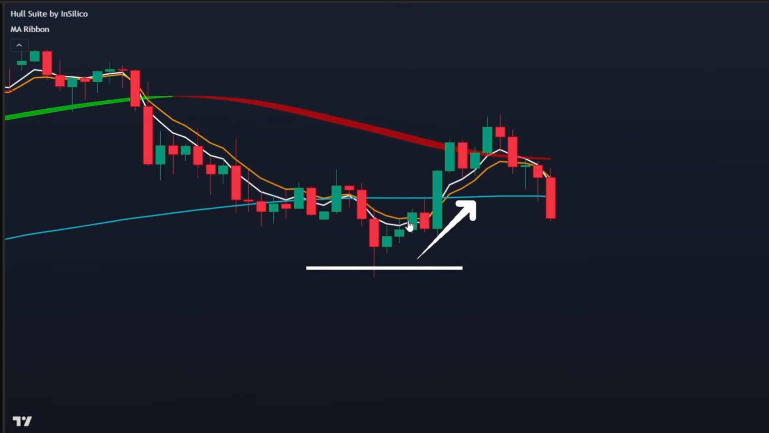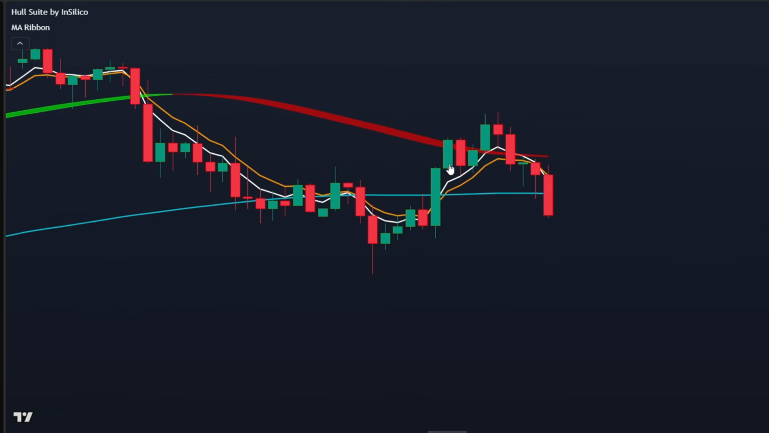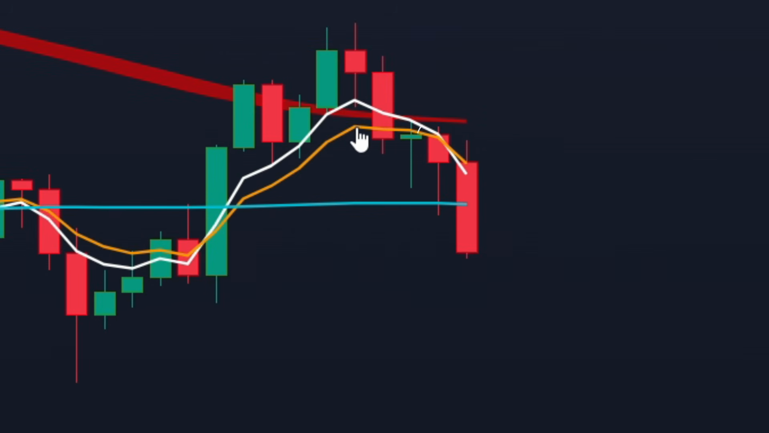After this alignment, we wait for a pullback toward the blue 200 SMA. One of the easiest ways to spot this pullback is to watch the white EMA 5 cross above the orange EMA 8. That small crossover shows short-term upside momentum, meaning price is pulling back inside a larger downtrend. But again, we don't enter yet. We wait for the pullback to end, and that happens when the white EMA crosses back below the orange EMA.